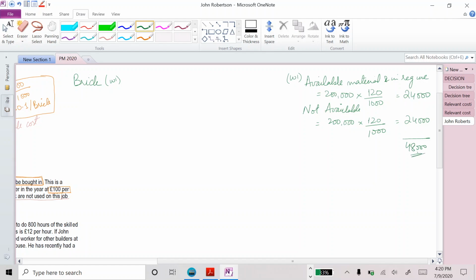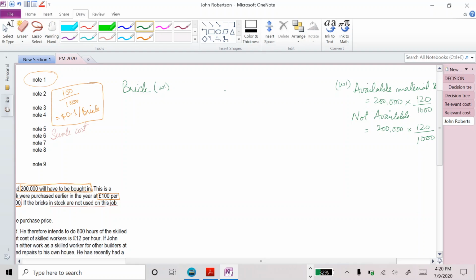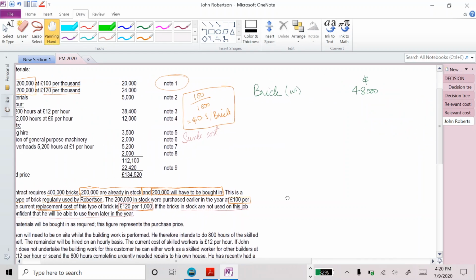One material is not available and we will buy that, and one material is available but that is in regular use. So if that material is in regular use, then definitely we need to replace it from the new supply of material. So this is basically the relevant cost of material. So the relevant cost of material of brick is $48,000, right?